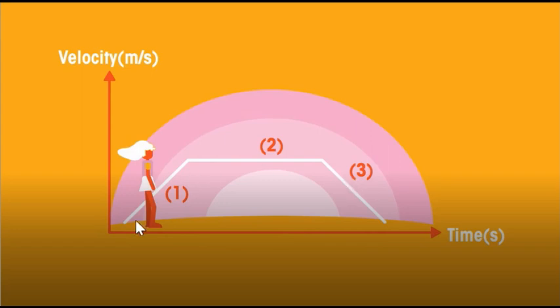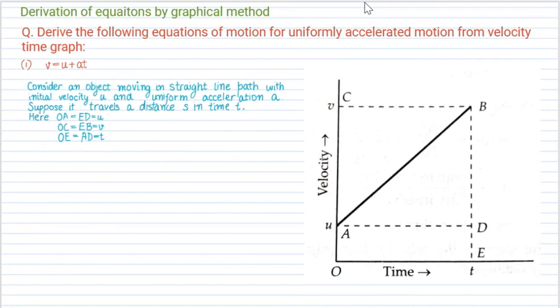Clear? So in this case, the velocity is positive. For the second case, the velocity is constant, and for the third case, the velocity becomes negative. Why? Because she is decreasing her speed. As you can see, because of a decrease in speed, you see a down slope. Clear? Coming back, now let's derive this kinematic equation.